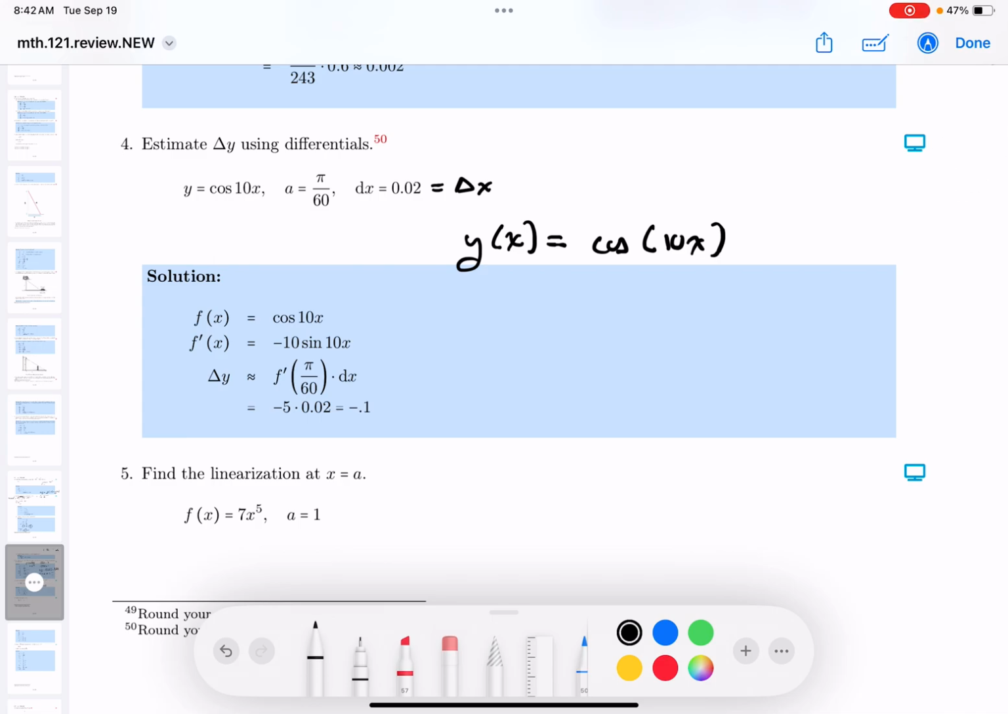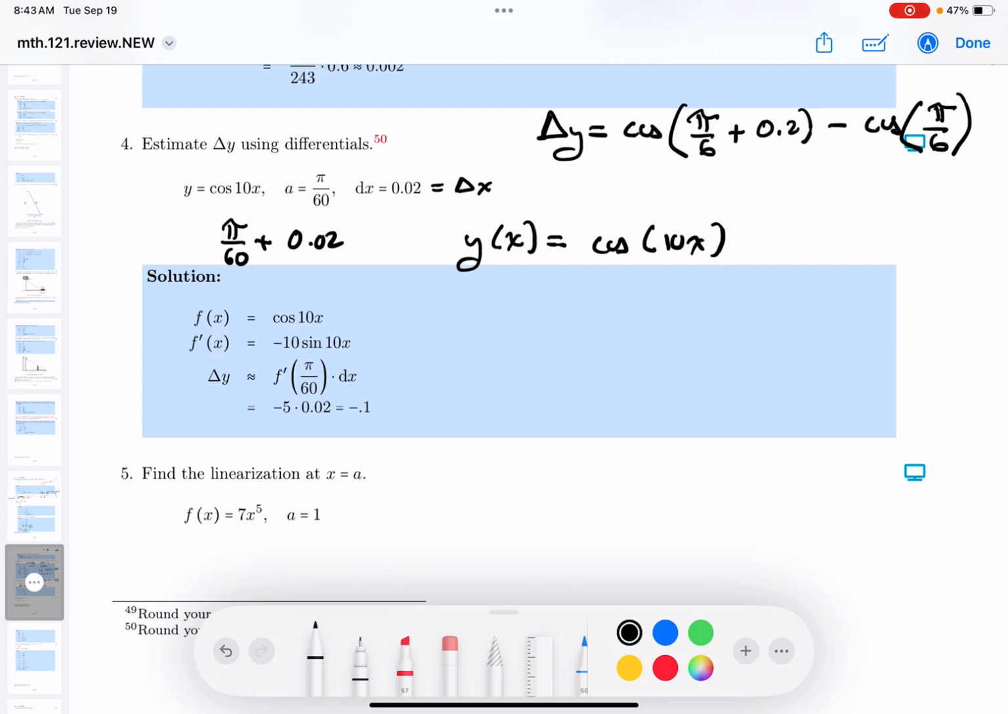The delta y is going to be cosine of 10 times, and this is going to be pi over 60, plus 0.02. Right, I'm multiplying that by 10. What do you get there? Pi over 6 plus, and 10 times that thing is just going to be 0.2, minus the cosine of 10 times pi over 60, which is pi over 6.